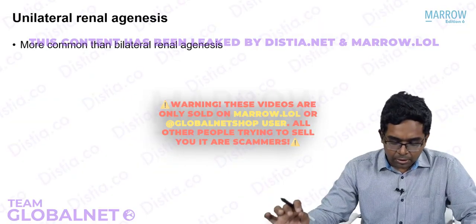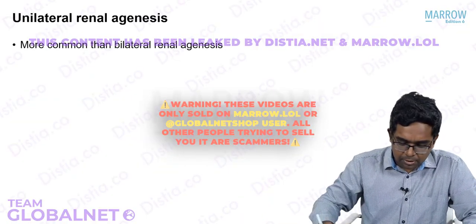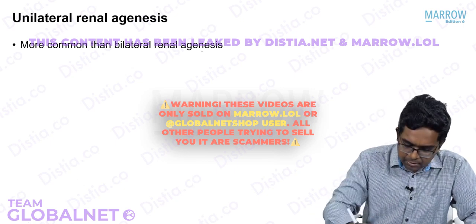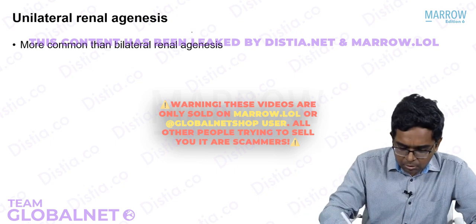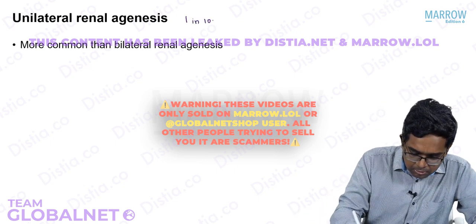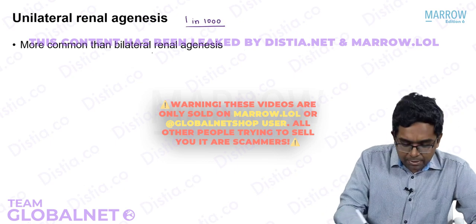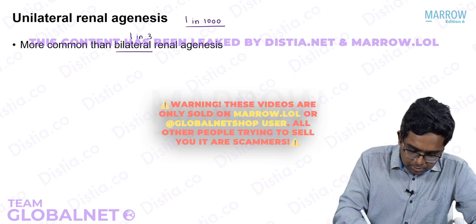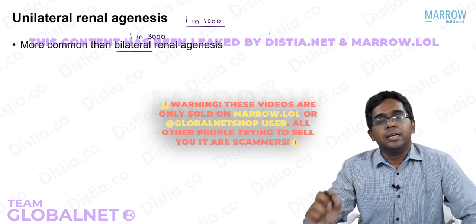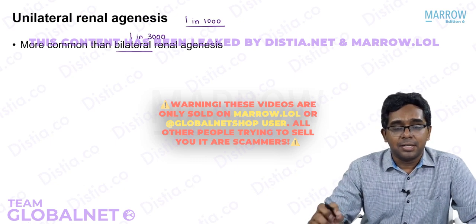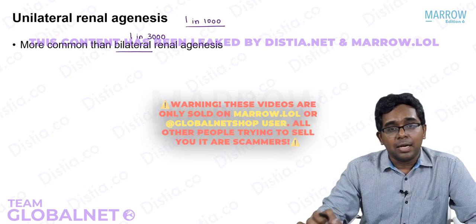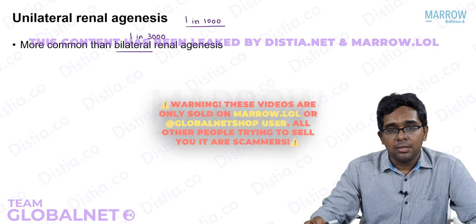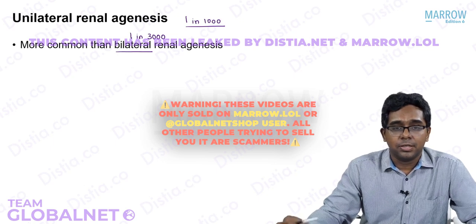Also note that unilateral renal agenesis is more common compared to bilateral renal agenesis. If you look at the incidence of these defects, unilateral renal agenesis occurs in 1 in 1000 live births, whereas bilateral renal agenesis is relatively rarer. It occurs in 1 in 3000 cases. The importance of unilateral renal agenesis is that this anomaly can occur in association with other anomalies also. So if this anomaly is detected, you should always look for any other associated anomalies.